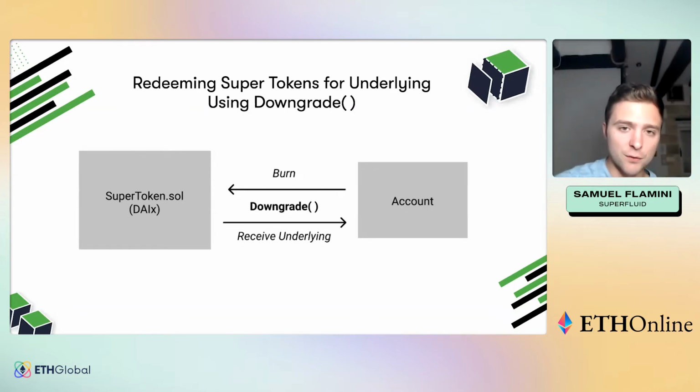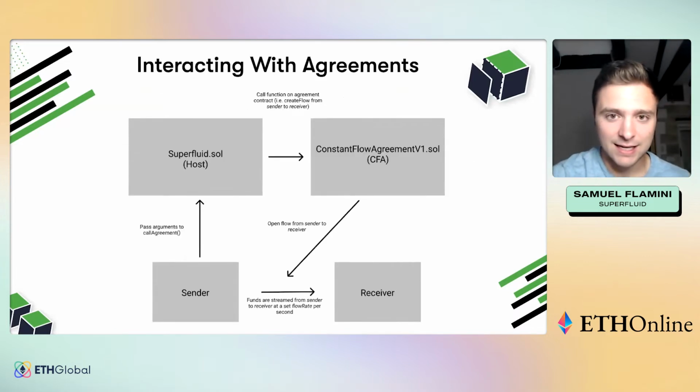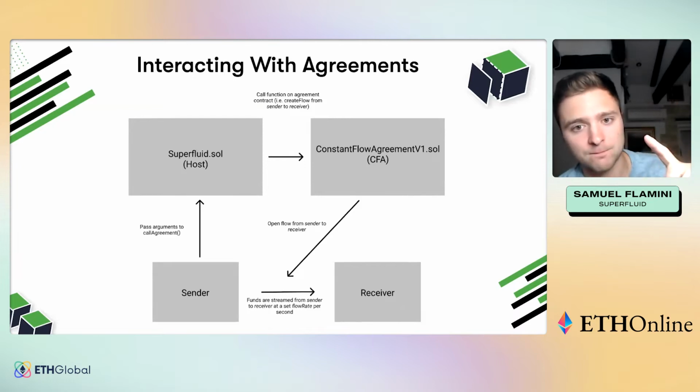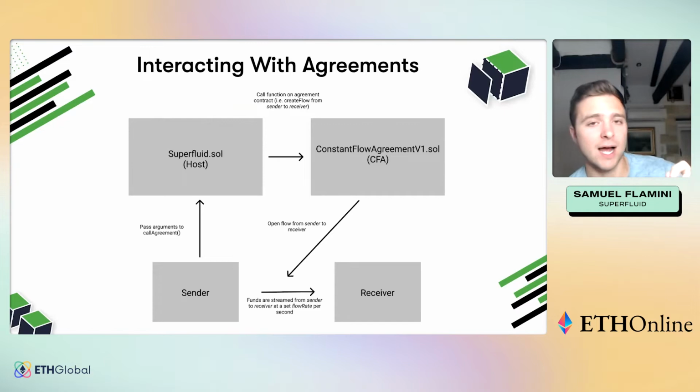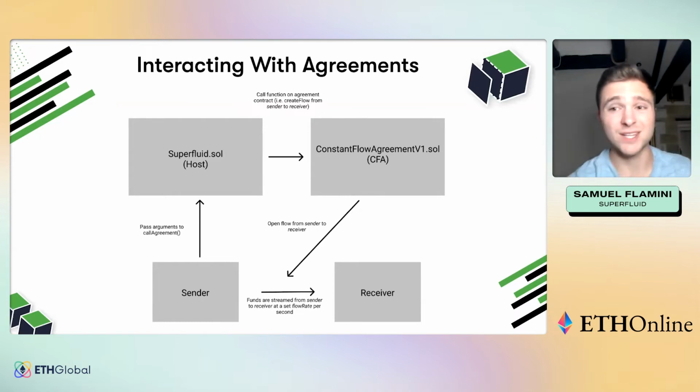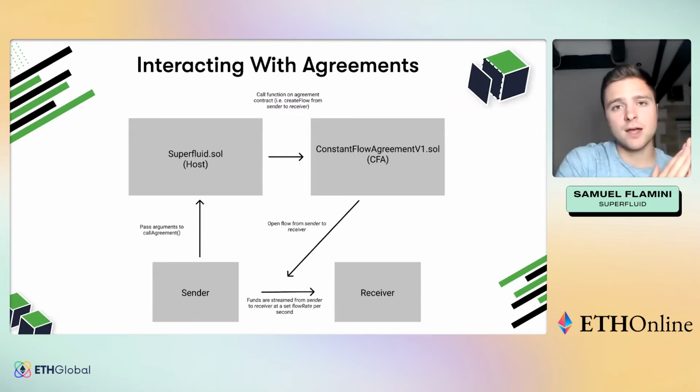The final thing I'll go through, just in terms of diagrams of how calls are working, is this diagram here. So under the hood, what's happening when I create a stream? Well, let's say I'm the sender there in the bottom left-hand corner. I'm making a call to the Superfluid host contract. The host contract will then take in a call that specifies, as a part of that transaction, an action that I want to take using the agreement.